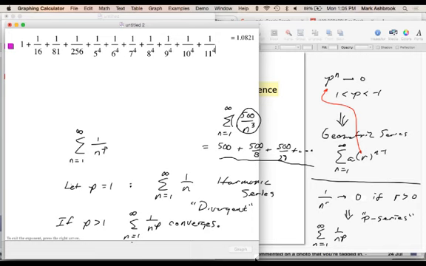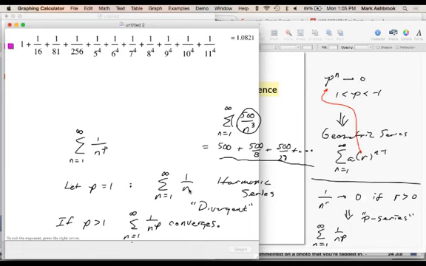Okay? Yeah, please. What if p is less than 1? Well, how would that compare to the harmonic series? So if it was 1 over n to say the 1/2, then how would those terms compare to 1 over n? So each one of those, 1 over n to the 1/2, how would those compare to all the 1 over n's? Greater or less? Less.